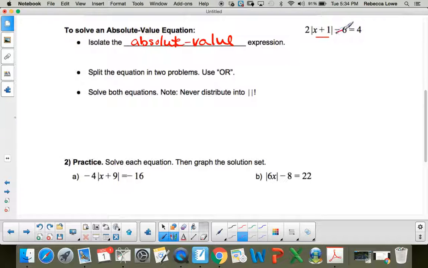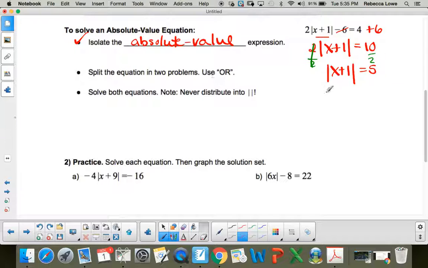I'm going to do that by adding 6. So I get 2 absolute value of x plus 1 is equal to 10. And then to undo the multiplication, I divide both sides by 2. So this is isolating the absolute value. Okay, so I've isolated the absolute value expression.